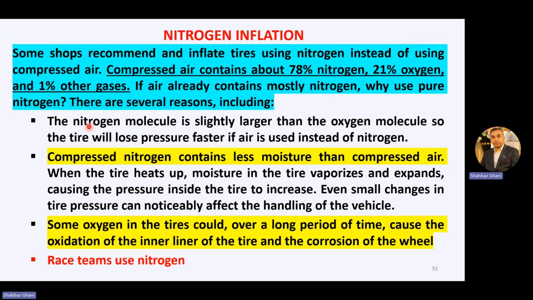The nitrogen molecule is slightly larger than the oxygen molecule, so the tire will lose pressure faster if air is used instead of nitrogen. Oxygen will lose pressure faster as compared to nitrogen. Also, compressed nitrogen contains less moisture than compressed air. The first factor was the molecular size of nitrogen; the second is less moisture in compressed nitrogen as compared to compressed air.